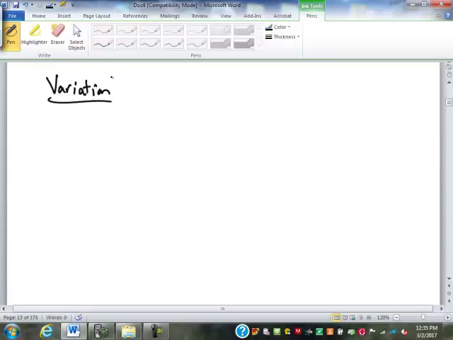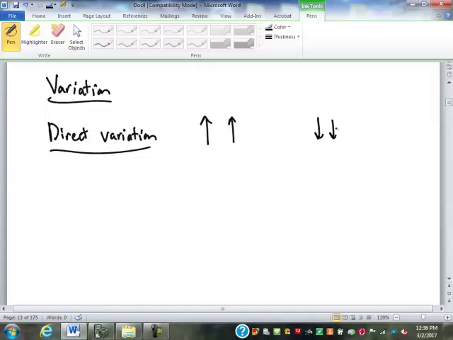And two variables can vary with each other in one of two ways. The first way we're going to talk about is directly. So direct variation. And in direct variation, when one number gets larger, the other one has to get larger in a proportional manner. Or one gets smaller, the other one gets smaller in a proportional manner. So direct variation takes on one of two forms.